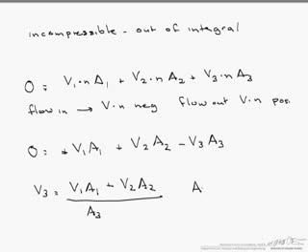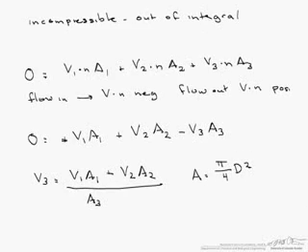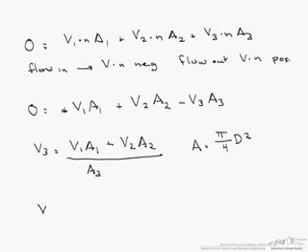Knowing that the cross-sectional area of a pipe is pi over 4 d squared, when we put in our values, what we find is V3 equals 1.07 meters per second.